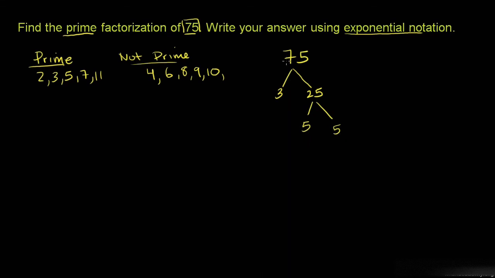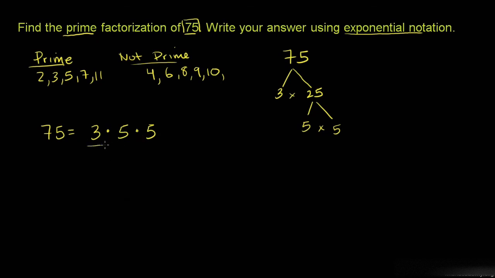So we can write that 75 is 3 times 5 times 5. So 75 is equal to 3 times 5 times 5. We can say it's 3 times 25, and 25 is 5 times 5.